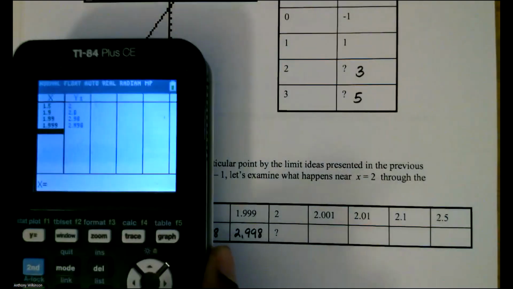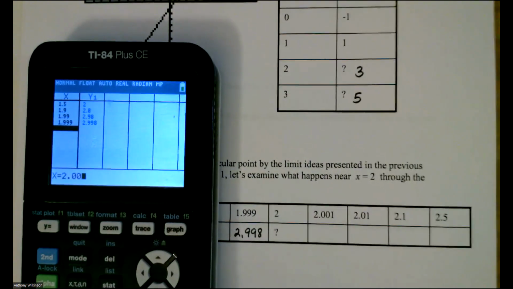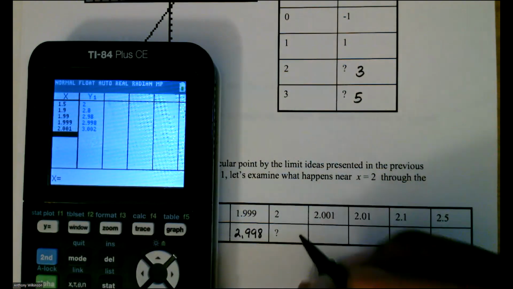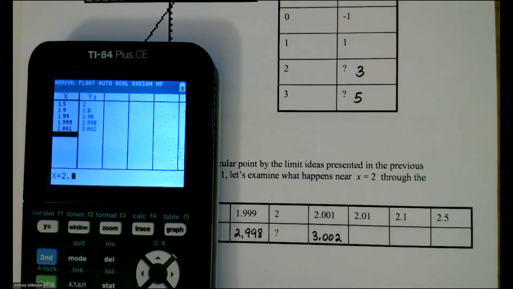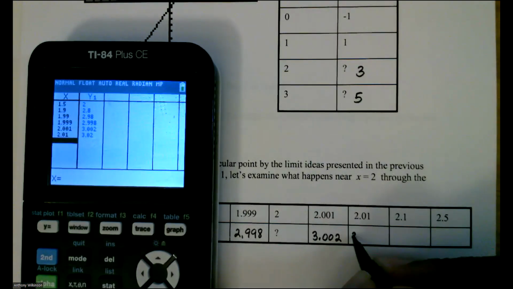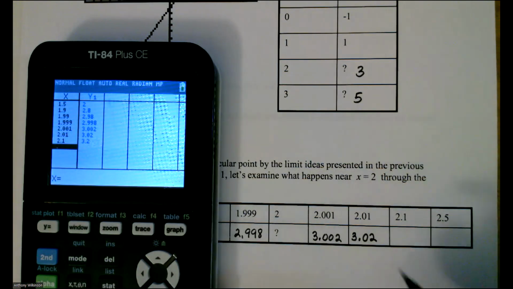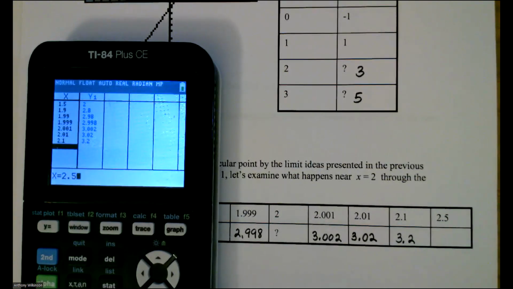All right. Now let's look at values to the right of 2, like this one, 2.001. That would give me 3.002. And then for 2.01, that would give me 3.02. For 2.1, that would be 3.2. And then for x is 2.5, that would give me 4.